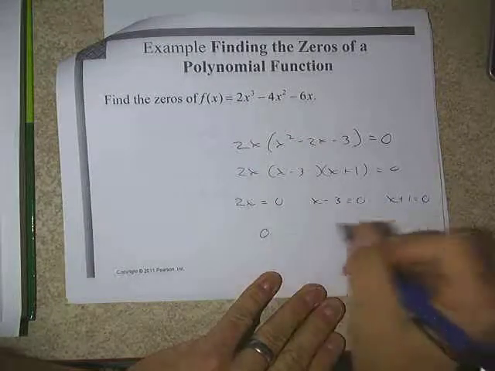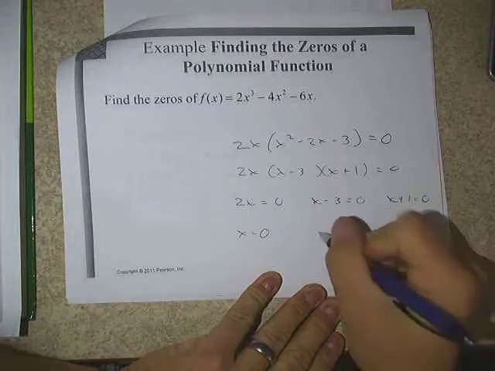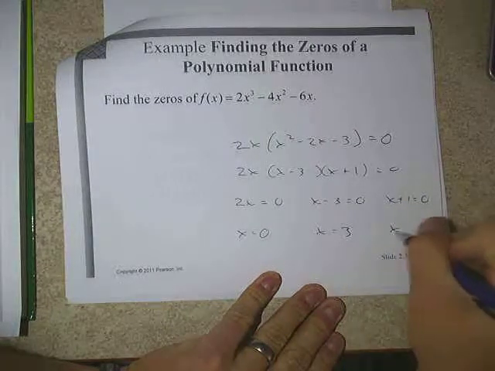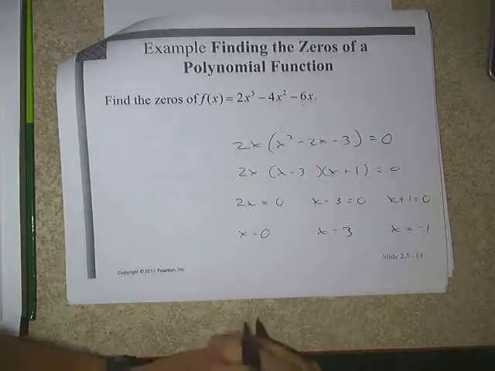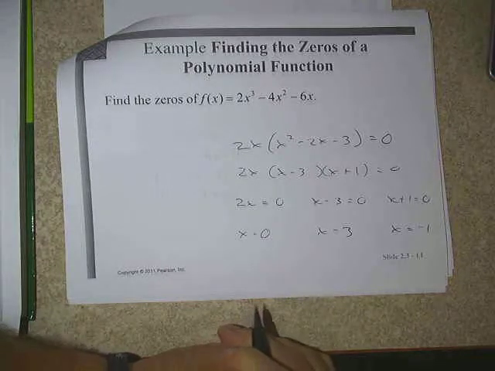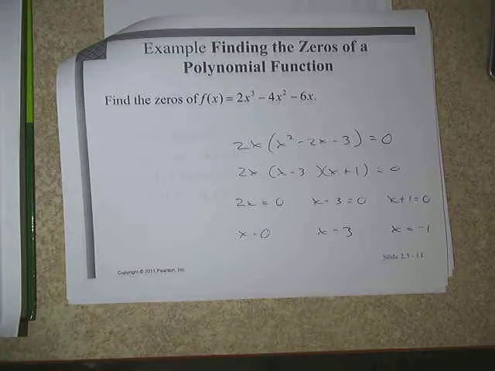So just like we did with quadratics, if we take the 3 parts and set them equal to 0, then we're going to get 3 solutions here. We're going to get 0 if we divide by 2, 3 if we add 3, and negative 1 if we subtract 1 from both sides. All right.